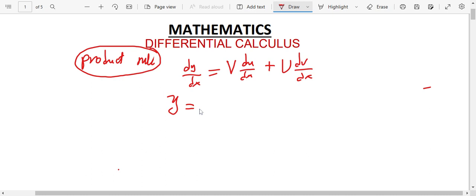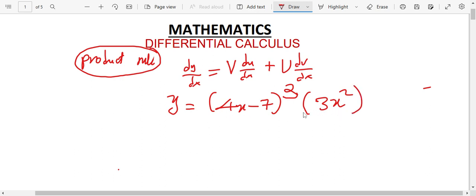For example, when you have y is equal to, let's say, (4x minus 7) to the power 3 multiplied by 3x squared. Here we've got a product of two functions. So the derivative dy over dx becomes, if you consider the alphabet, u comes first and then v. From the formula, I'll first write v, the second part, 3x squared, and then I differentiate the first part. To differentiate the first part, we're going to use the chain rule.